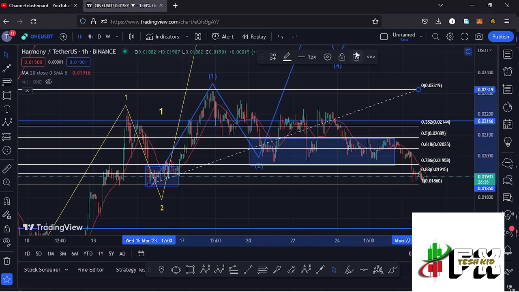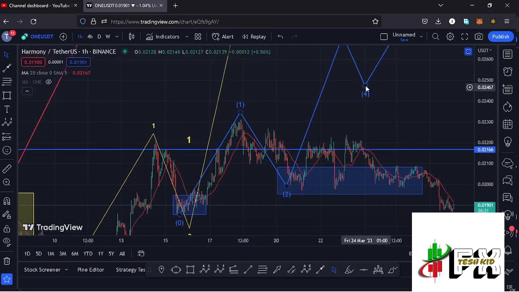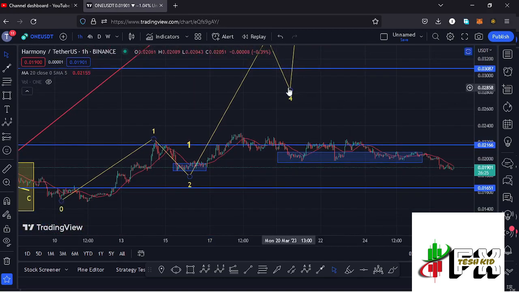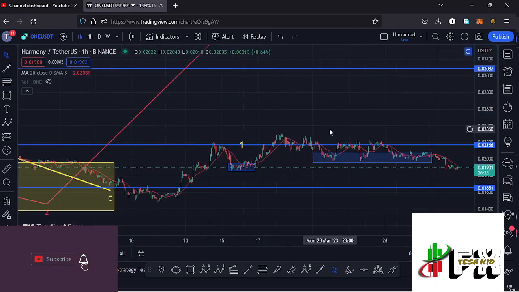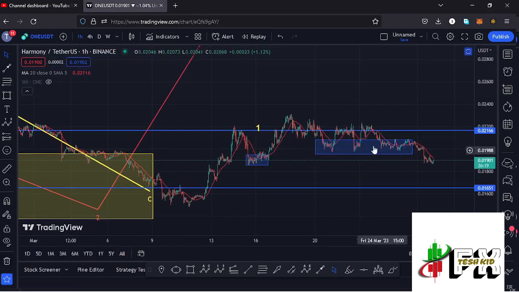And in case such a move plays out, then the alternative scenario to this Elliott wave structure that I have right here will be playing out, and I believe that is what is playing out here on the Harmony 1 chart. So getting to the alternative scenario, where I say to you that in case we lose our blue target area down here, then we can turn this whole structure to the upper side, giving us a peak at around the $0.02314 mark as a higher Elliott wave count 1 to the upper side.